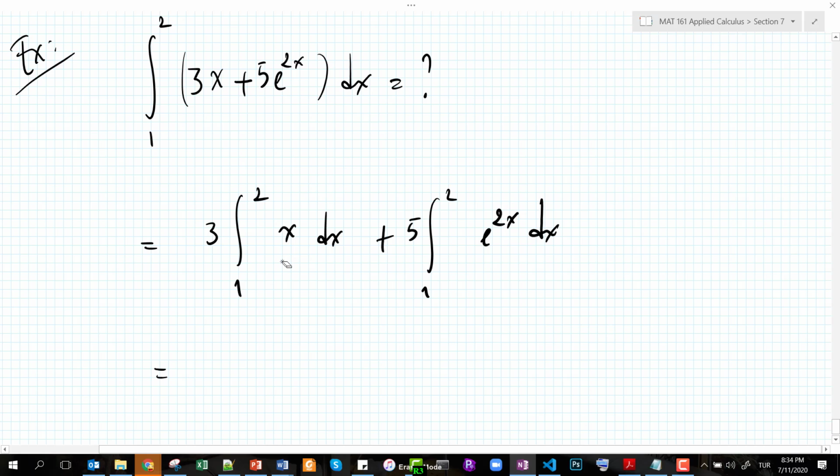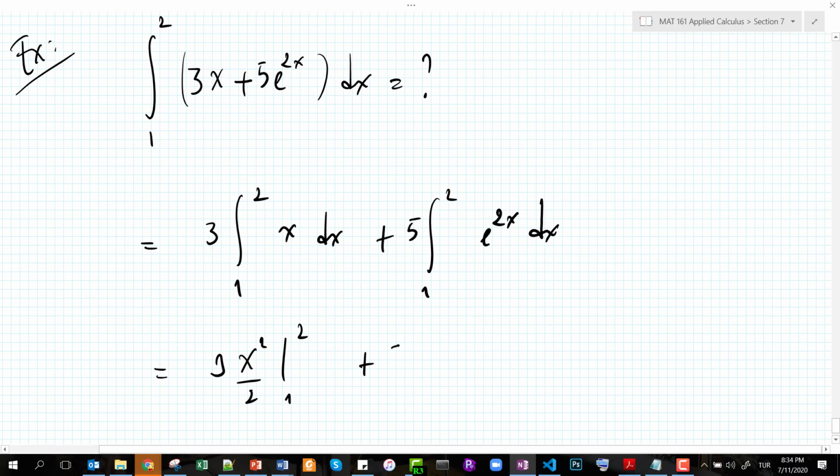So now it is time to figure out each function's integral alone. What is the integral of x using the power rule? It is going to be equal to x squared over 2, from 1 to 2, and then 3 I have here.